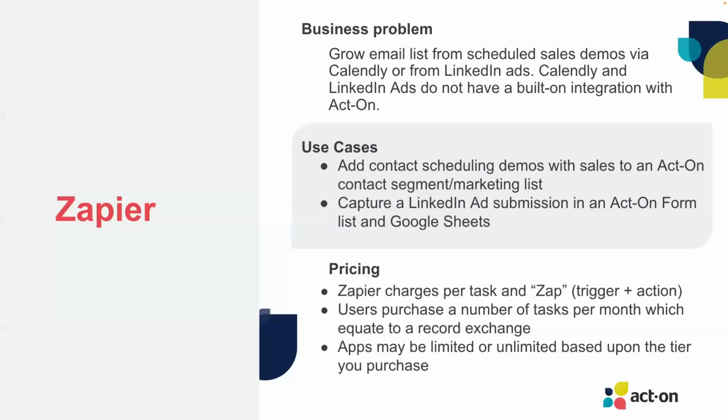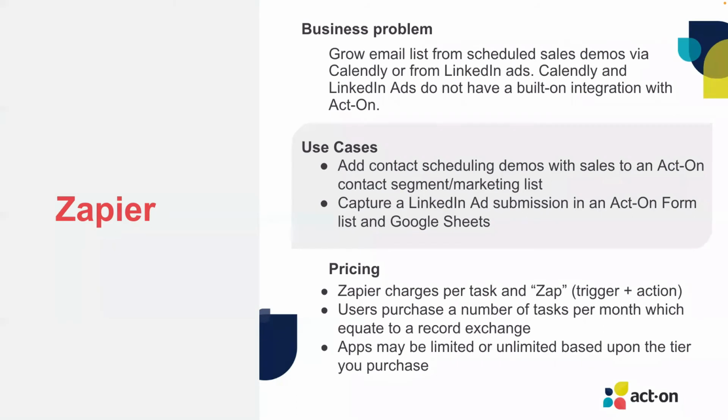Zapier is the other iPaaS provider connected to Acton that I wanted to review with you today. The reason why I'm using Zapier here is to capture leads generated from scheduled sales demos. Those are being scheduled from Calendly. I'm also running LinkedIn ads and want to capture those leads in Acton as form submissions.